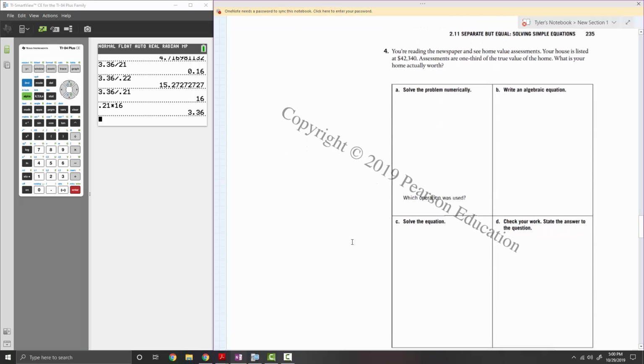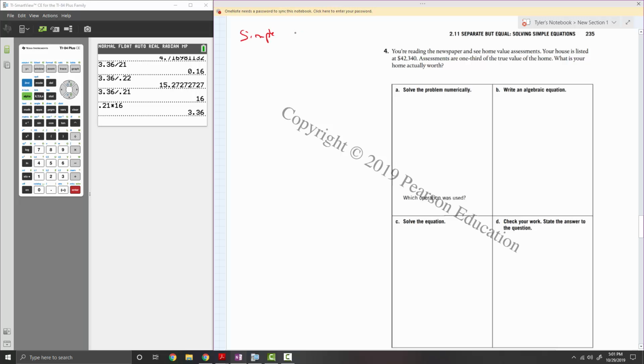So then number 4 is another one to try doing something similar. It says you're reading the newspaper and see home value assessments. Your house is listed at $42,340. Assessments are 1/3 of the true value of the home. What is your home actually worth? Another strategy that you can do in mathematics is to give yourself a simple example with some nice numbers, just to try to get an understanding of the problem.